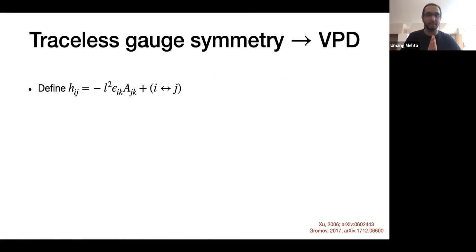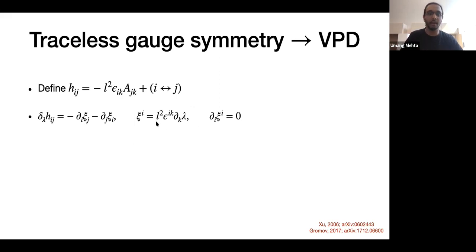So we'll first begin by doing a field redefinition. Instead of working with this tensor gauge field AJK, we'll define a symmetric traceless tensor Hij by multiplying it with an epsilon tensor and symmetrizing. Now the gauge transformation for Hij looks like a linearized diffeomorphism for a metric, where the translation xi, the coordinate transformation xi, is defined as the curl of the scalar lambda with some coefficient L squared.